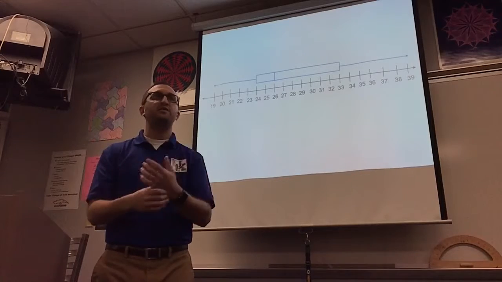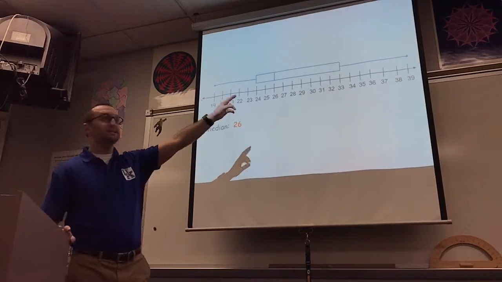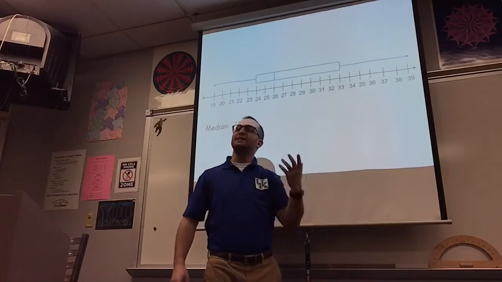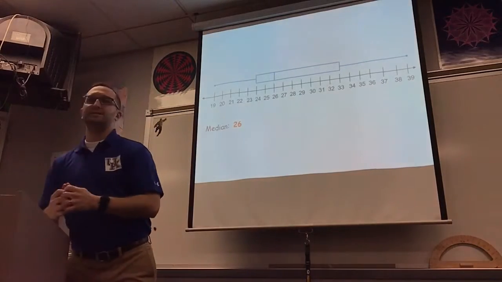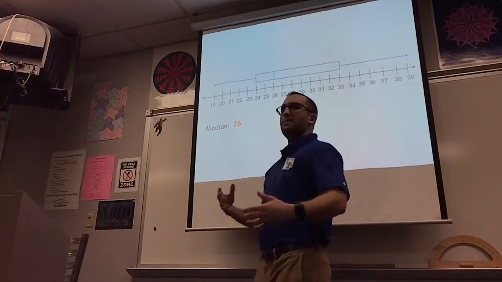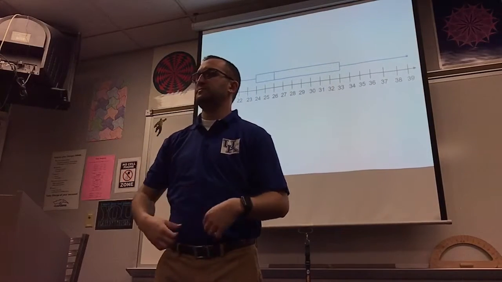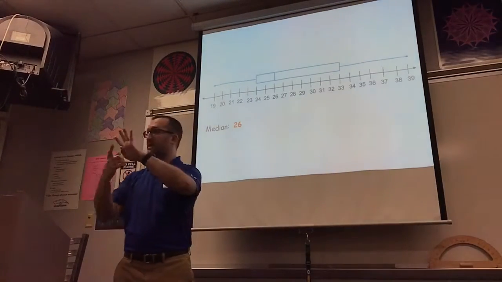Okay, so let's try to figure out what we can. What's the median? 26. It's the middle number. But Mr. Strand, that doesn't look like the middle number. That's because this is a representation of the data. How much data is in each section here? Better question. What percent of the data is in each section? 25%, because what did the quartiles do? They split it up into what, by our definition?